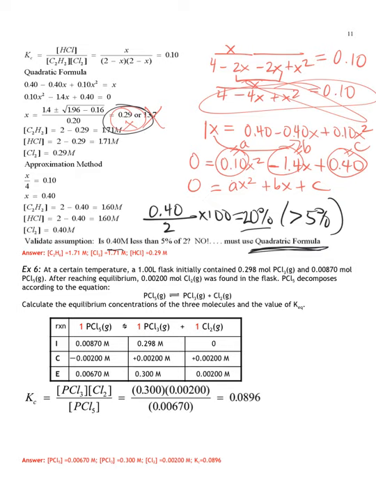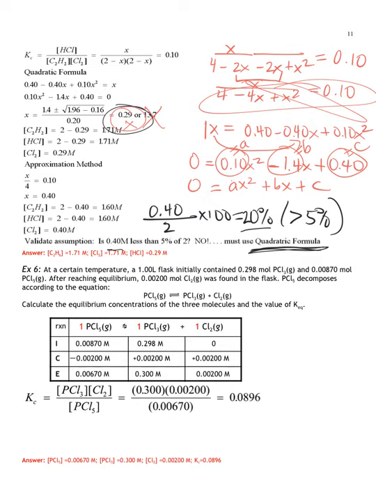Most of the time, though, the approximation method is going to work. You're going to see less than 5% value for x compared to the number that you subtracted x from. And most of the time, you wouldn't have to go to the quadratic formula because you're not expected to remember or use the quadratic formula for these problems. All right, let's go to example number 6 and let's see how this plays out. That was all a hypothetical situation. Let's actually see a real equilibrium problem play out.